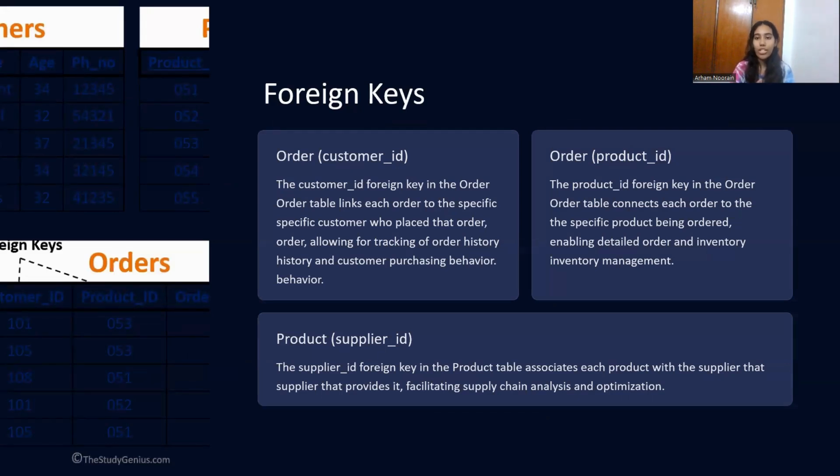Foreign keys: order customer ID, order product ID, and product supplier ID. The customer ID foreign key in the order table links the specific customer who has placed the order, allowing tracking of the order history and the customer's purchasing behavior. The product ID in the order table connects each order to the specific product being ordered, enabling detailed order and inventory management. The supplier ID is given as the foreign key in the product table, associating each product with the supplier that provides it, facilitating supply chain analysis and optimization.